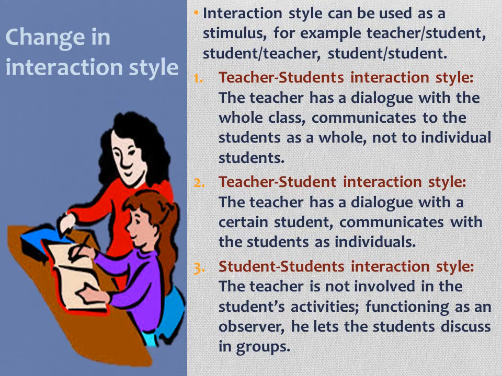The other component in stimulus variation is a change in interaction style. Interaction style can be used as a stimulus, for example, teacher student, student teacher, or student student. Teacher student interaction style means the teacher has a dialogue with the whole class, communicates to the students as a whole, not to individual students. Now, what is student teacher interaction? This is where the teacher has a dialogue with a certain student, communicates with the students as individuals.